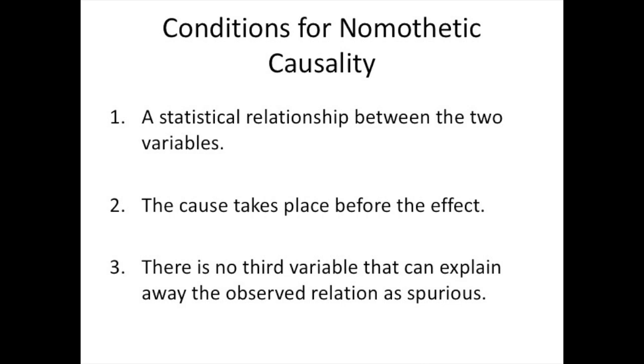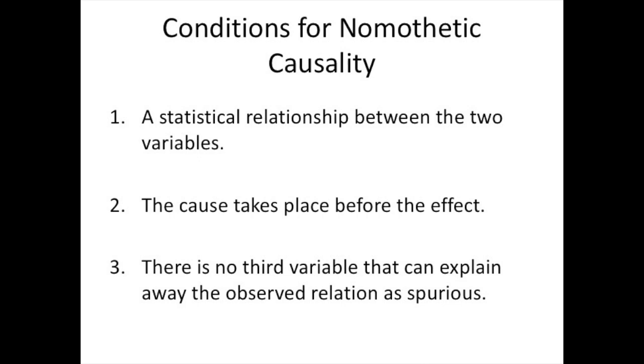Again, in this video, we'll talk about the three conditions for nomothetic causality. That is, what are those three conditions that can help us establish if a variable causes another variable. In the previous video, we discussed that there were three conditions. The first one is that there is a relationship between the two variables, a statistical relationship between the two variables. The second condition is that the cause takes place before the effect and not the other way around.